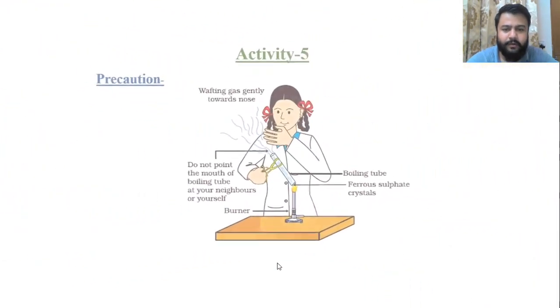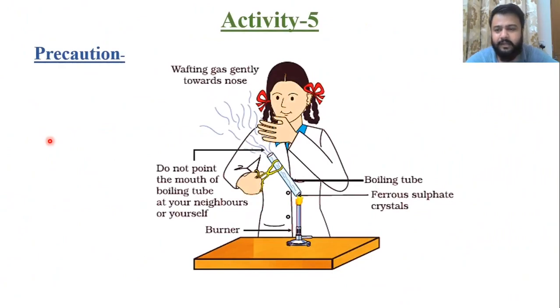The most important point you need to remember for this activity is its precaution. The first precaution is that we have to do each and every experiment in front of your teacher or under the observation of the teacher. This is the universal precaution we have to take. But for this activity, there are two special precautions.